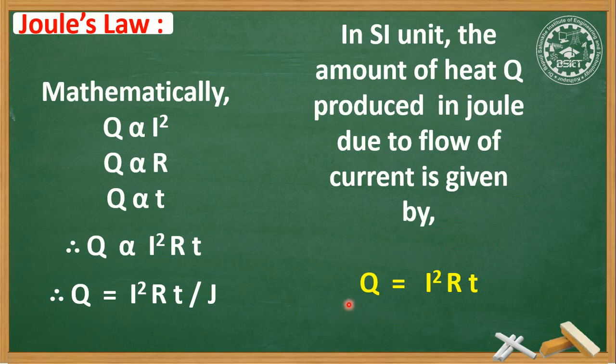Let us once again see. Q is the amount of heat produced in a conductor due to flow of a current I. I is the current passing through the conductor. R is the resistance of the conductor. And T is the time for which an electric current is passed.